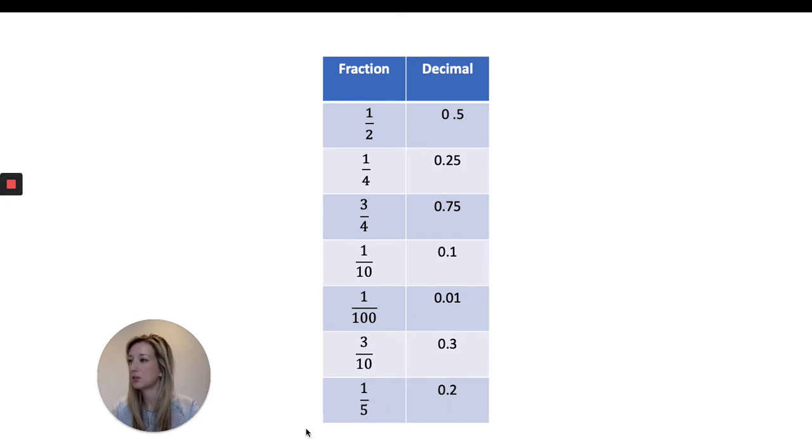Now let me just show you another way you could demonstrate that with a resource. I'll show you that in a couple more slides time, because sometimes that last one, 1/5 being 0.2, is a little bit tricky for some children.